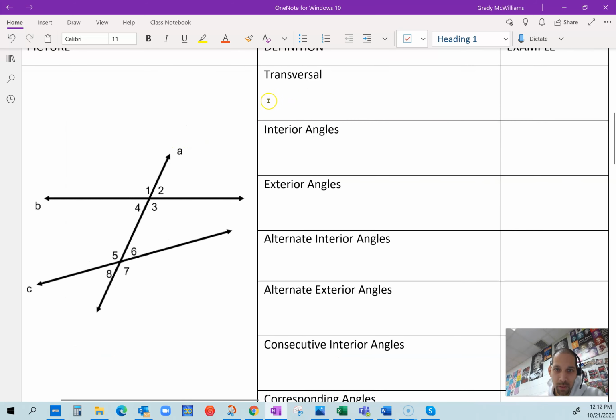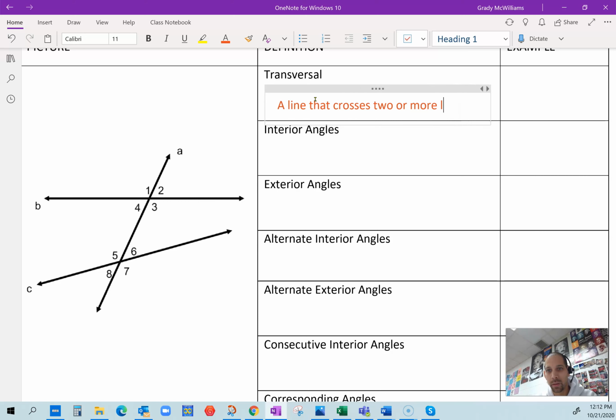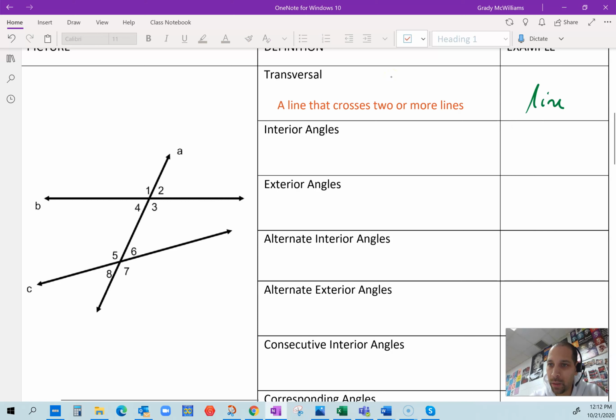A transversal. So first of all, the transversal is this line, line A. It is a line that crosses two or more other lines. Okay, so a line or a segment that crosses two or more lines. In this example, we have line A. Okay, this thing.